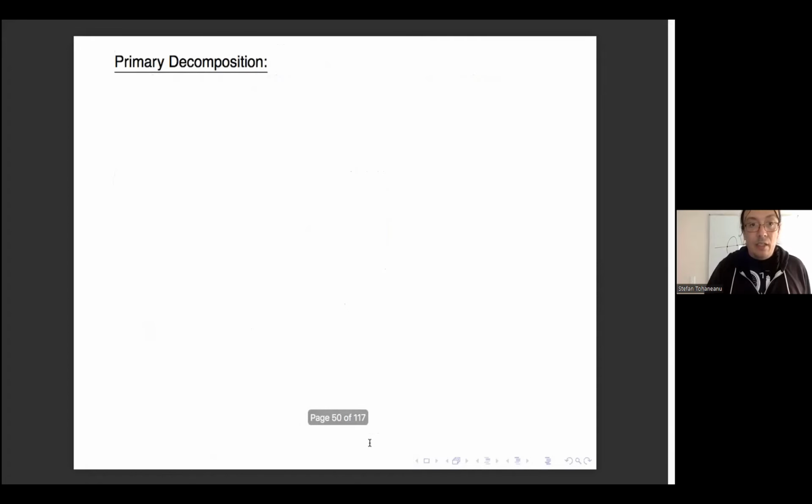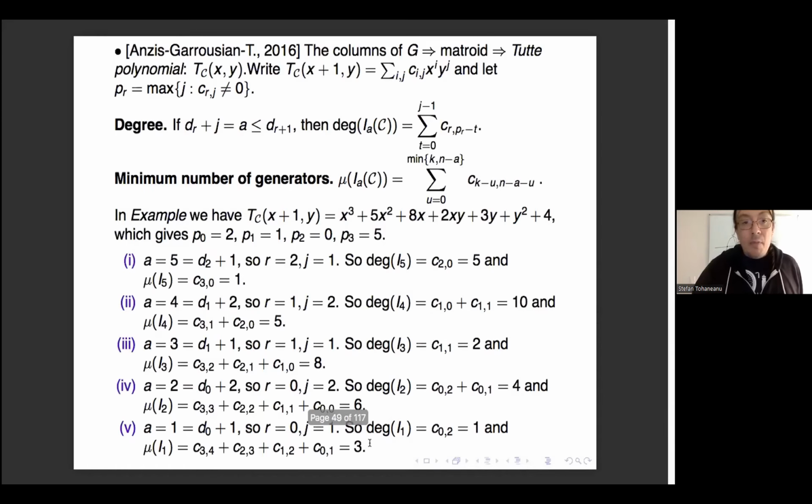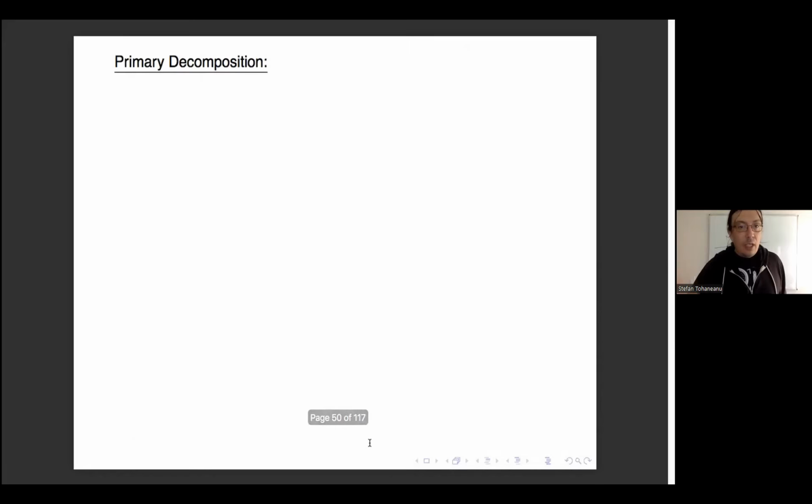Now the next part, and now we get to the work that Ricardo and you and I did very recently. So the next thing important in commutative algebra is primary decomposition.